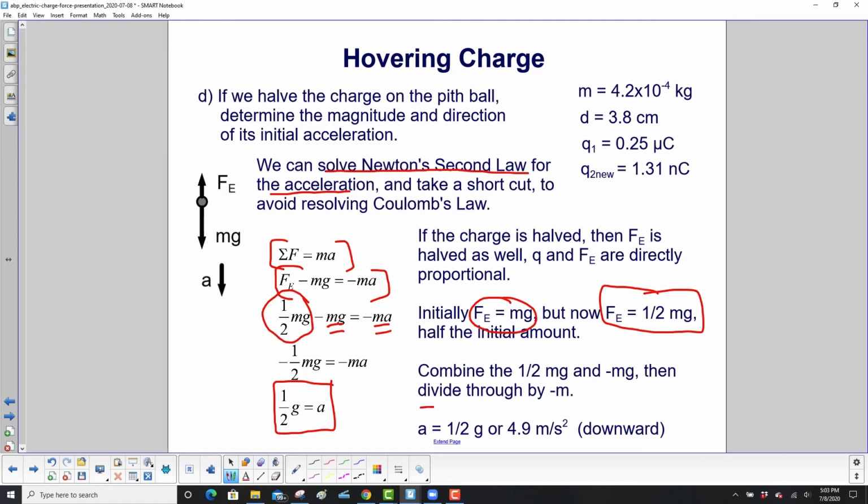And what do we have? What is 1/2 g? Well, it's half of 9.8, so it's 4.9 meters per second squared in the down direction.